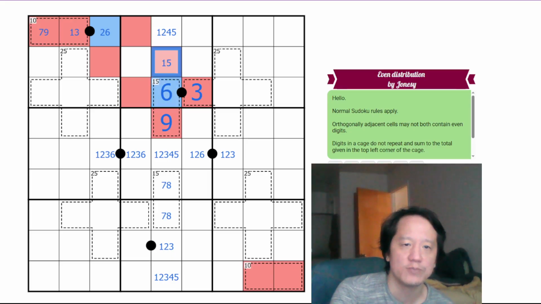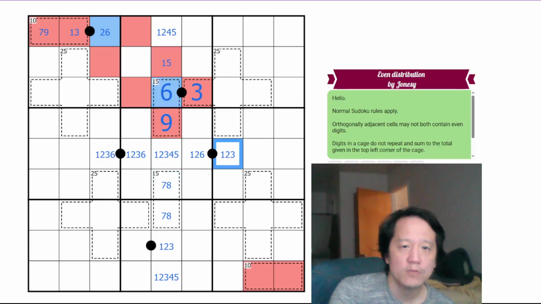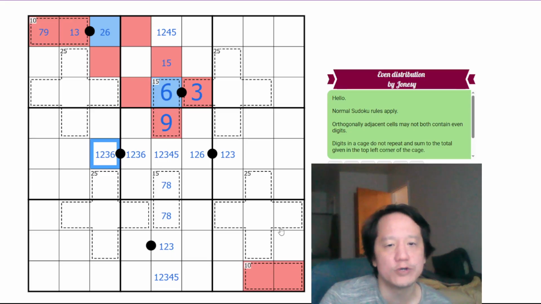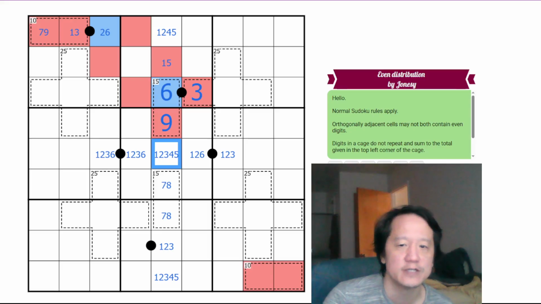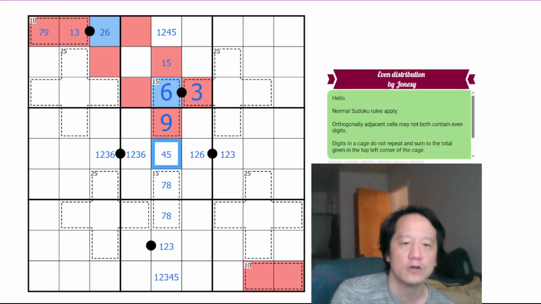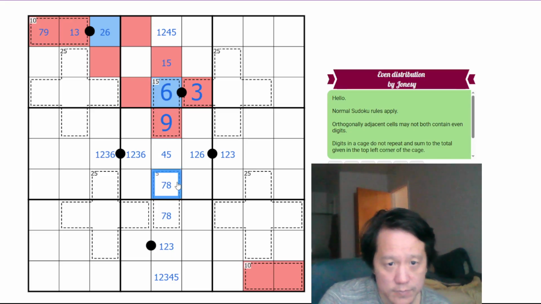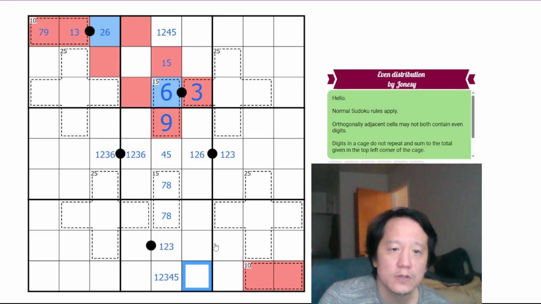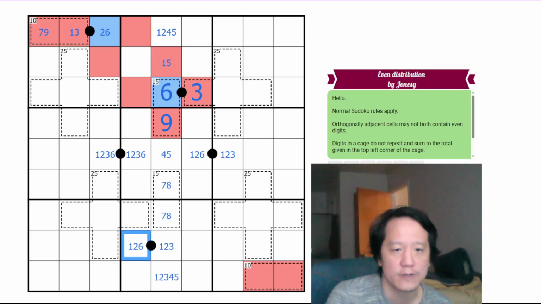odd digit, so it can't be 2 or 4. Well, we have a 1, 2, 3, 6 quadruplet in row 5, which eliminates 1, 2, 3, and 6 in the rest of the row. So this is 4 or 5 there. 1, 2, or 3 is next to 1, 2, 3. It can't be 3 there because 3 can only be next to 6, so it's 1, 2, or 6 there.